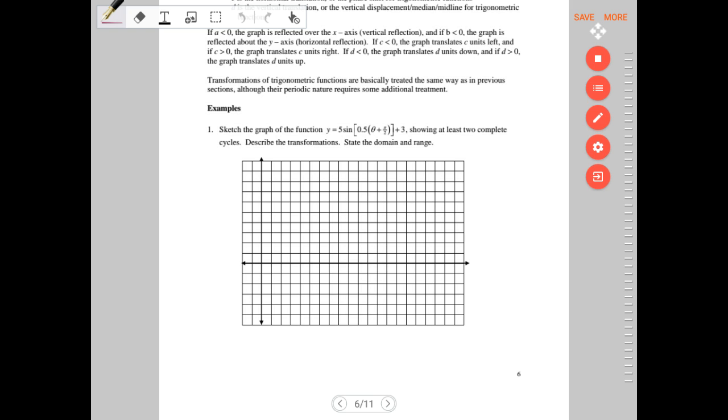We're going to sketch the graph of the function y equals 5 sine of 0.5 theta plus pi over 2 plus 3. Showing at least 2 complete cycles, we're going to describe the transformations and state the domain and range. Okay, so let's start with our transformations. So we have a vertical stretch by a factor of 5. We have a horizontal stretch by a factor of 2, because remember, 0.5 is 1/2, but you take the reciprocal of it for your b value to get your horizontal stretch. We have a horizontal translation by pi over 2 to the left, and a vertical translation by 3 up.